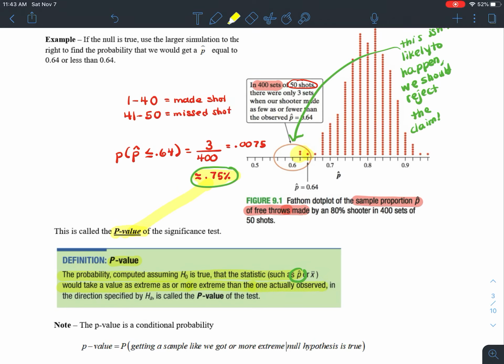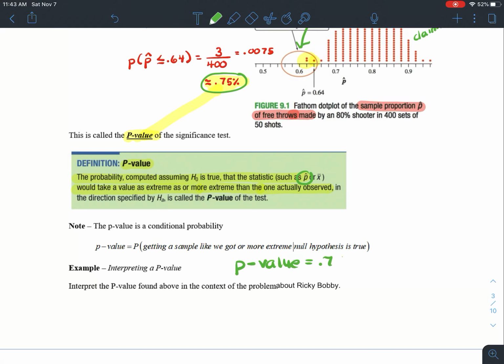So let's interpret our p-value of 0.75%. I'm just going to write that here. P-value equals 0.75%. Okay, we need to get comfortable with interpreting these p-values. We're going to get lots of practice with this. This is just the first introduction to this, but you always start by saying that we had assumed that the null hypothesis was true, but we want to say it in the context of the problem.